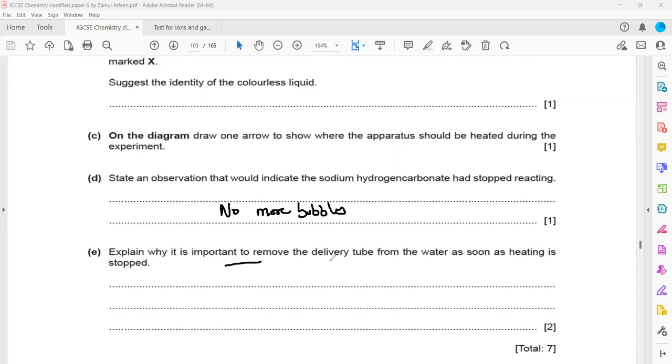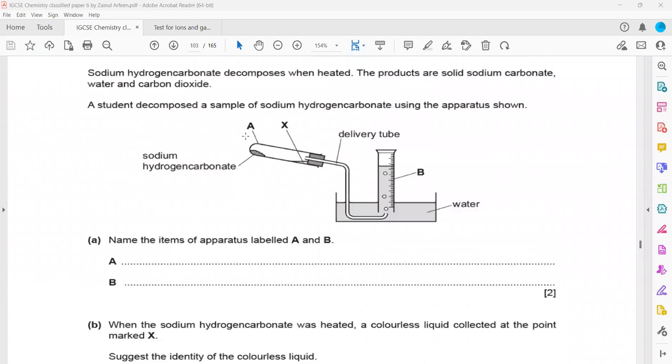Explain why it is important to remove the delivery tube from the water as soon as the heating is stopped. For example, when we are supplying the heat energy from here, it decomposes and produces a gas. The gas is being pushed and travels. Pressure can build up. It might crack the test tube.